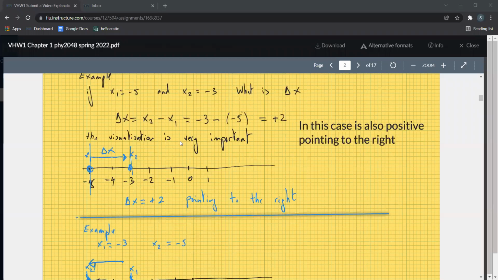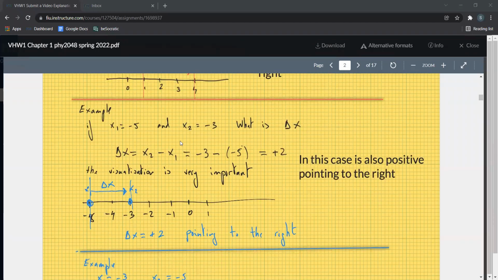Here are some other examples. It's important when you do this to understand how vectors work, or which direction you're moving in. You will always move from your initial to your second, your final, right? So in this case, let me get my vanishing pen. Let me use a different color. I like purple.